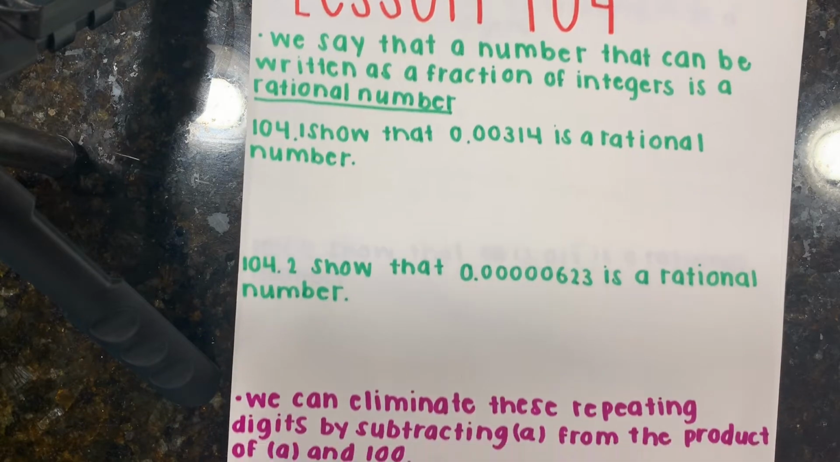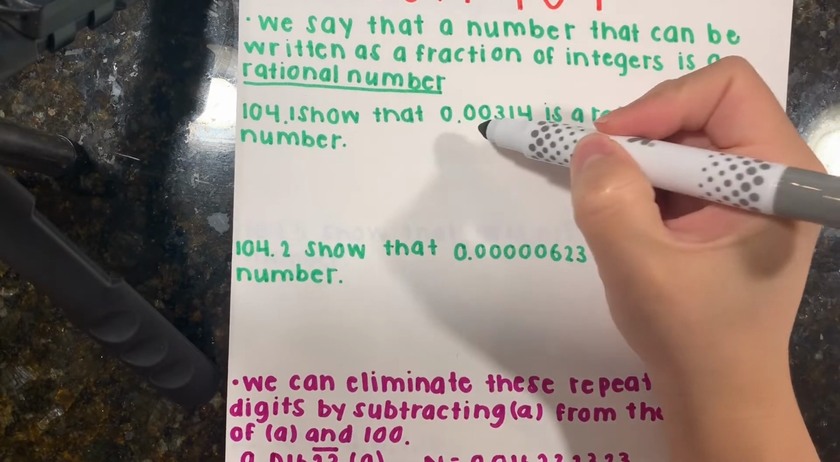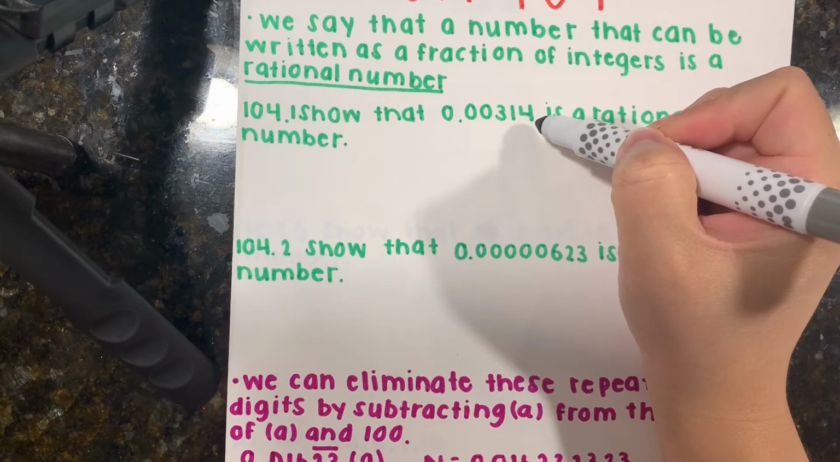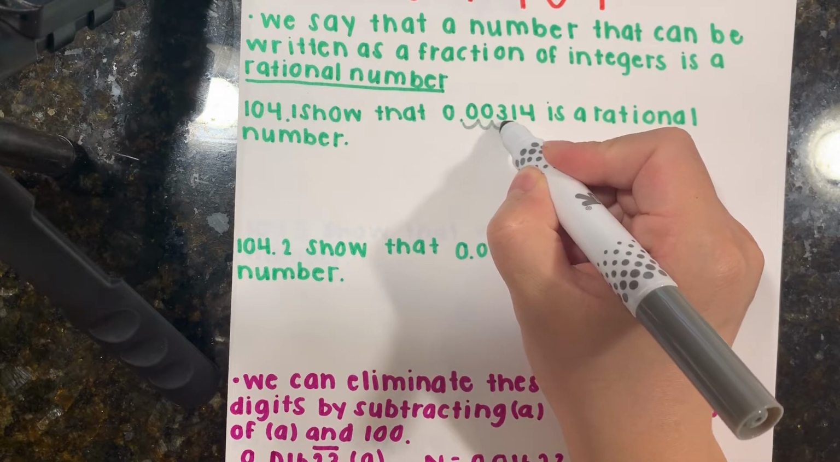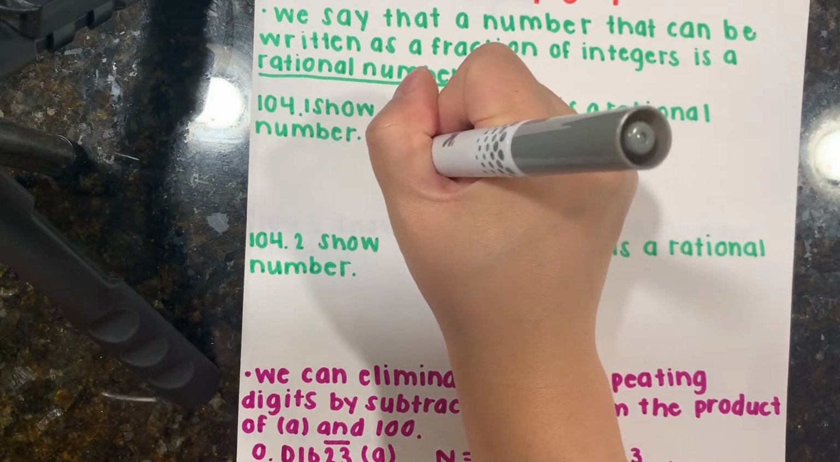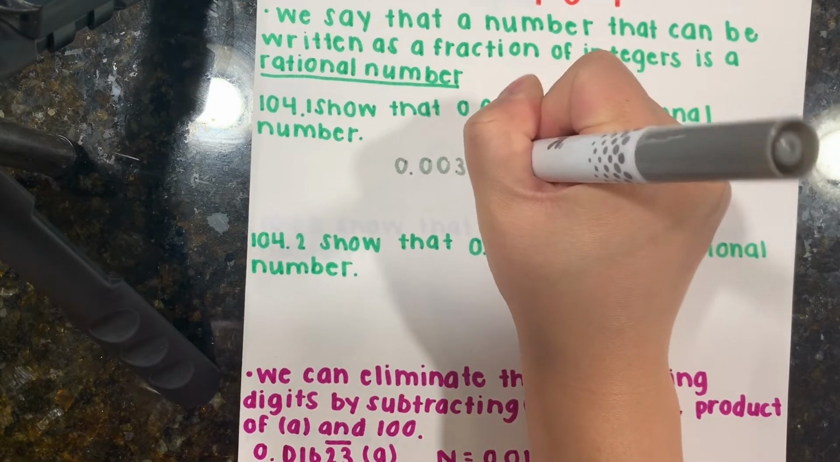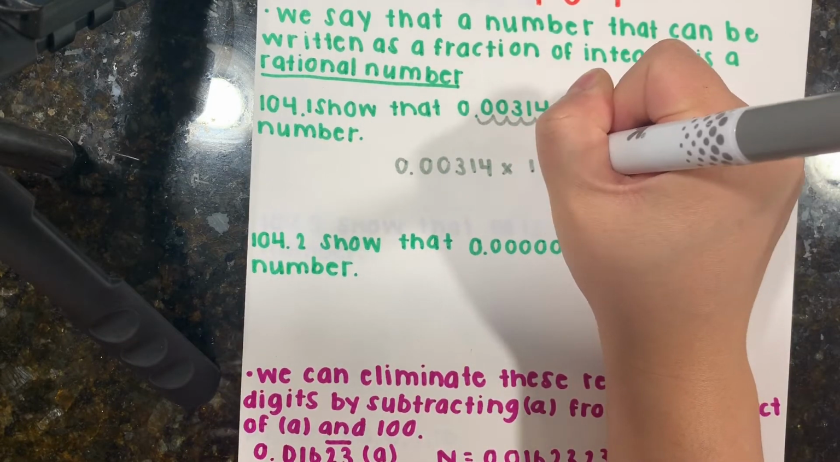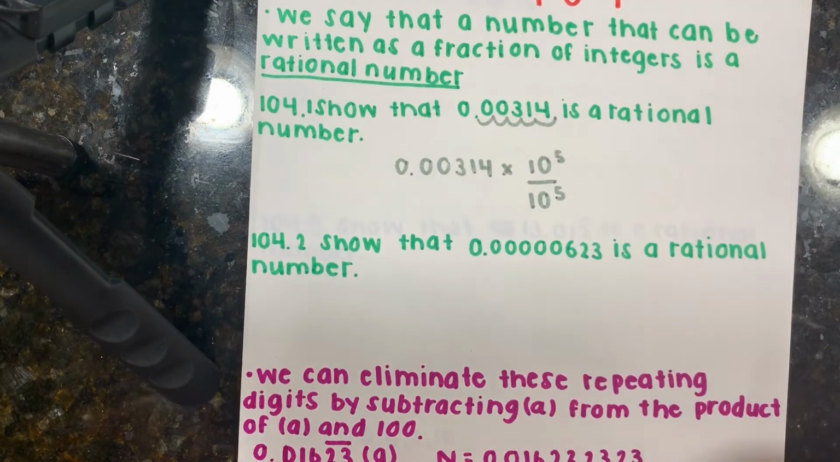So starting with 104.1, it says show that 0.00314 is a rational number, and we're going to write this as a fraction. So the first thing that I need to recognize is what I would need to multiply this by to get this to become a whole number. If I move the decimal point over 1, 2, 3, 4, 5, I would say 0.00314 times, and I would have to multiply top and bottom by this, so that would be 10 to the 5th over 10 to the 5th.